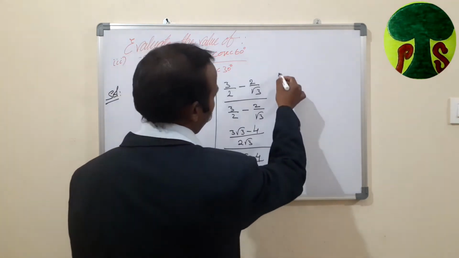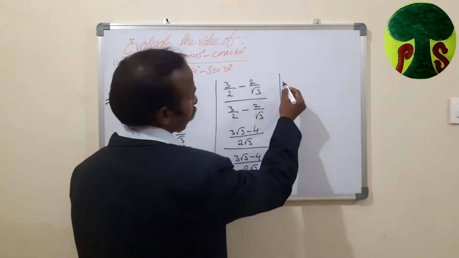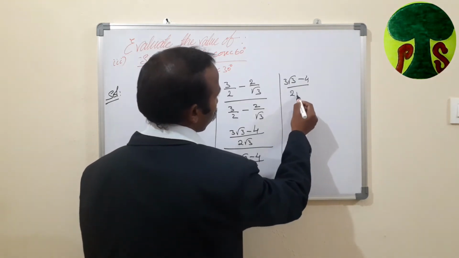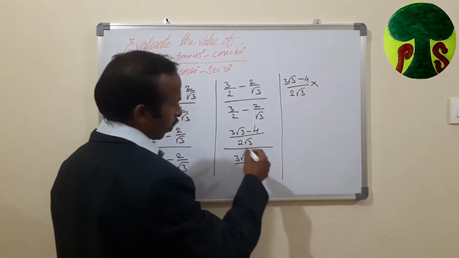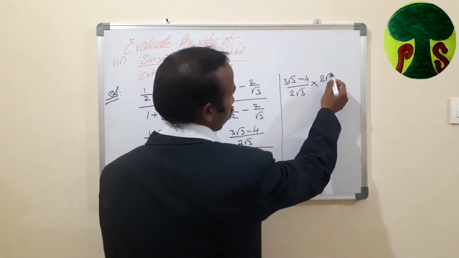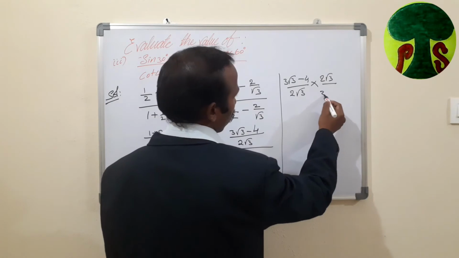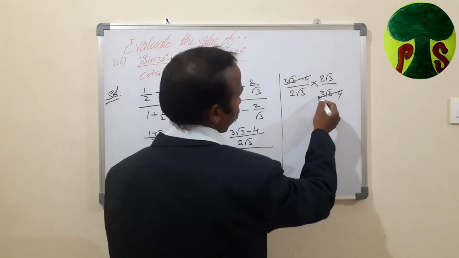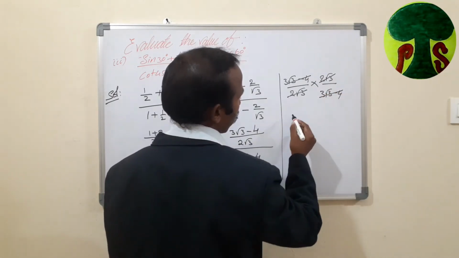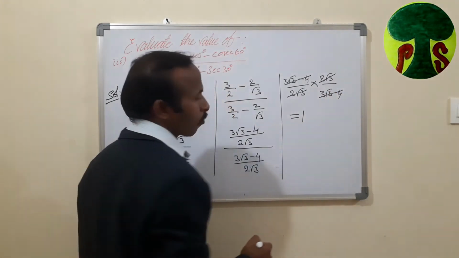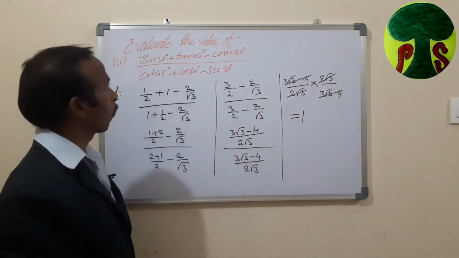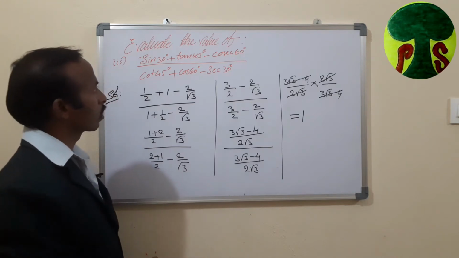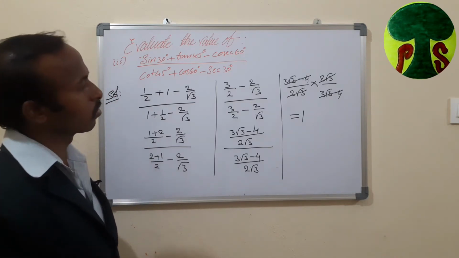Now take the reciprocal of the fraction. Now 3 root 3 minus 4 by 2 root 3 into reverse, means 2 root 3 by 3 root 3 minus 4. 3 root 3 minus 4, 3 root 3 minus 4 get cancelled. 2 root 3 gets cancelled. The value is 1. So finally, the value of sin 30 plus tan 45 minus cosecant 60 by cot 45 plus cos 60 minus secant 30 is 1.